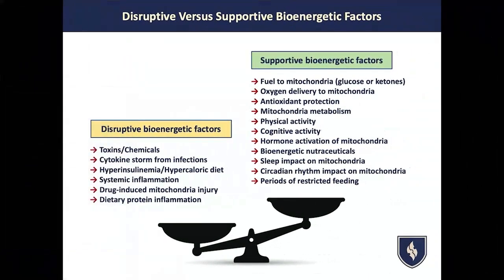Now, here's a list we're going to go through step by step in detail later on throughout the course. I just put together, on the left-hand side, disruptive bioenergetic factors, things like toxins, chemicals, infections, hypercaloric diet, systemic inflammation, drug-induced mitochondrial injury, dietary protein inflammation. And the things that support the mitochondria: healthy delivery of fuel, glucose, ketones, oxygen, antioxidants, mitochondrial metabolism, physical activity, cognitive activity, hormone activation of mitochondria, bioenergetic nutraceuticals, sleep impact on mitochondria, circadian rhythm impact on mitochondria, periods of restricted feeding.